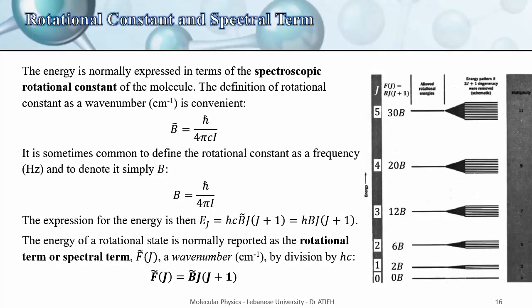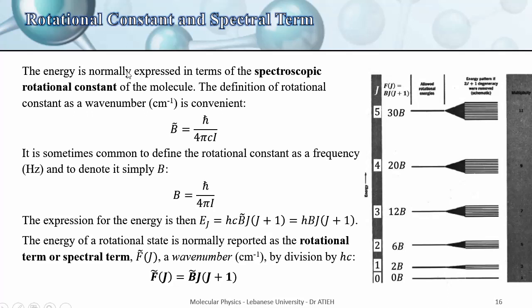Now let's define the rotational constant and the spectral term. We have found the energy of the rotational level is equal to J times J plus 1, h bar squared over 2I. Now let's define these two terms, rotational constant and spectral term, that are used to understand the spectra, or rotational spectra, of a molecule.